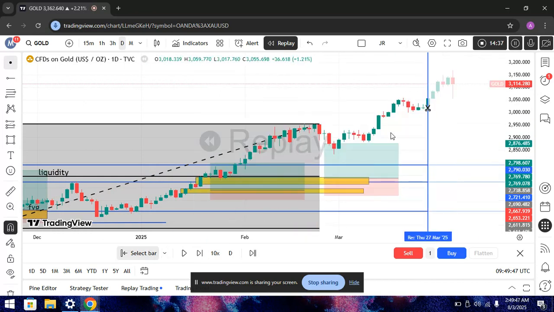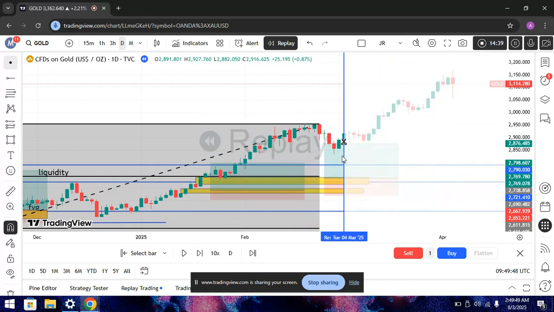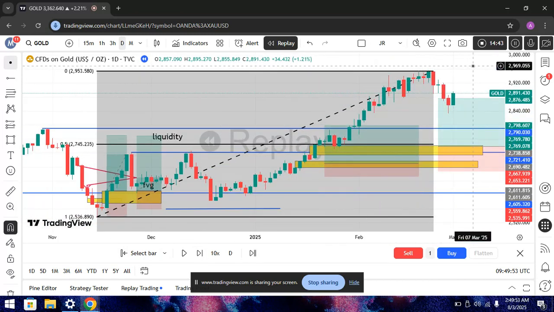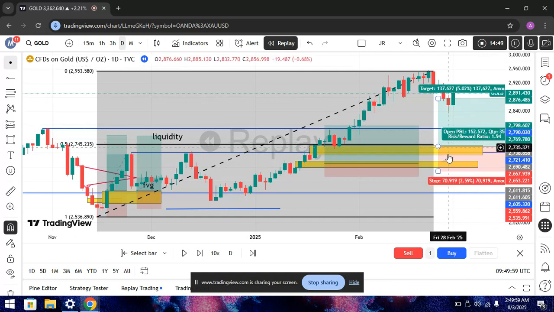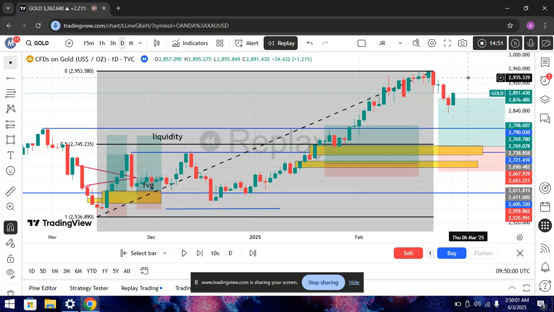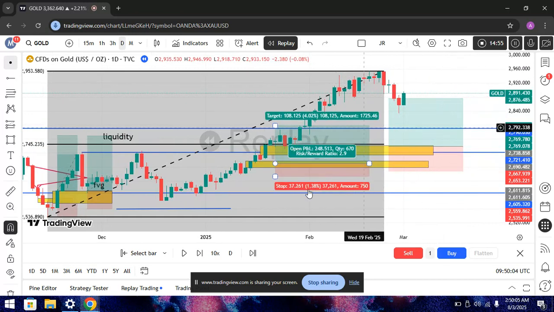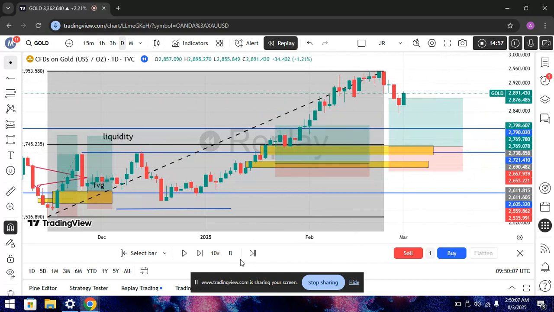Okay, so here let me just go down to this level. After the break of structure, we wanted the price to drop into this level, or this level, so that we get long, but we did not retrace that far. So what did we see? Let me play it again.